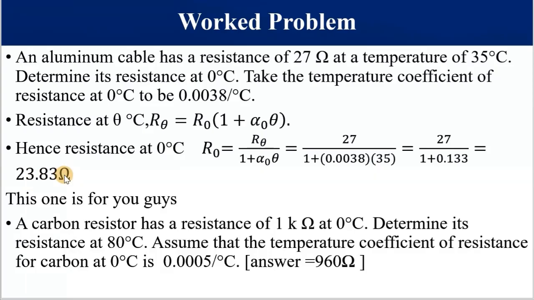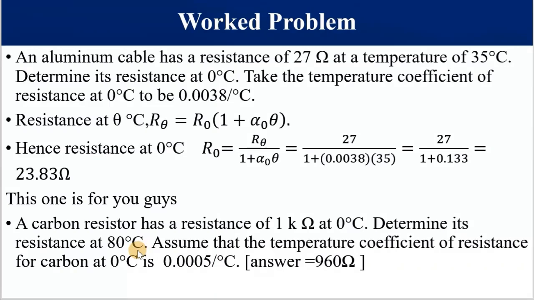Practice, guys. Practice. Get your calculator, put in the values. If you don't get this value, it means you have some challenges, and that is the reason why I'm there to help you in your time of need. So the resistance at 0 degrees Celsius must be lower than at 35 degrees Celsius. As you can see, it is 23.83 ohms before going through a temperature rise of 35 degrees Celsius from 0 degrees Celsius.